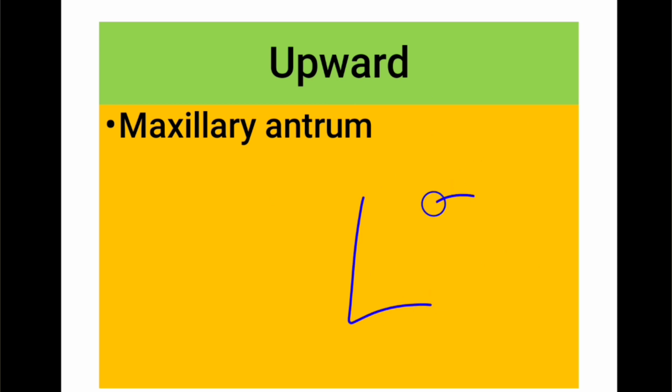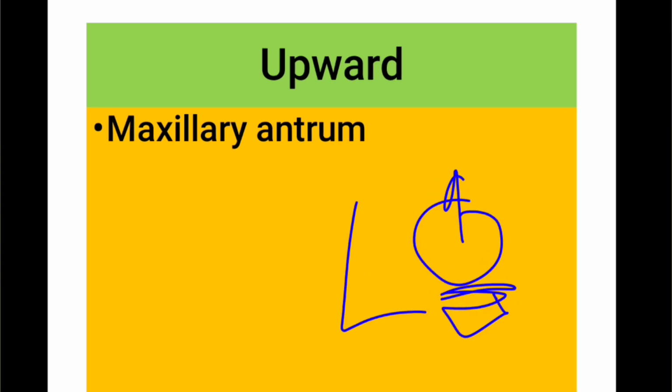The proptosis can be just upward displacement of the eyeball. So the causes are somewhere below. Anything in the maxillary sinus, like tumors of the maxillary sinus or mucoceles of the maxillary sinus, can lead to upward displacement of the eyeball.